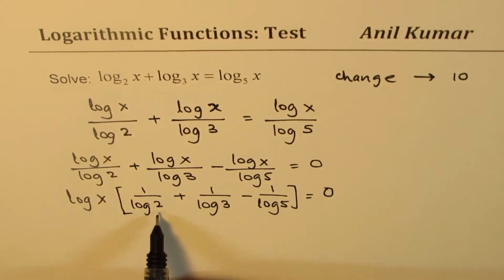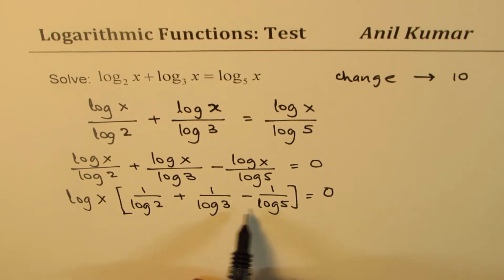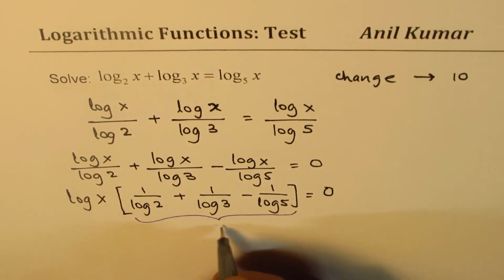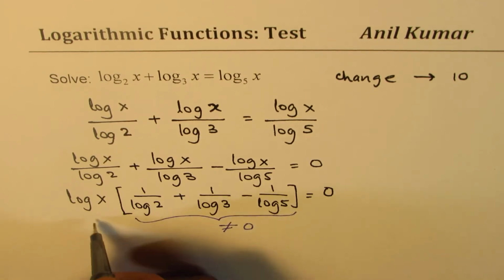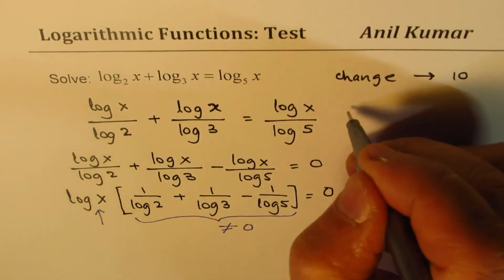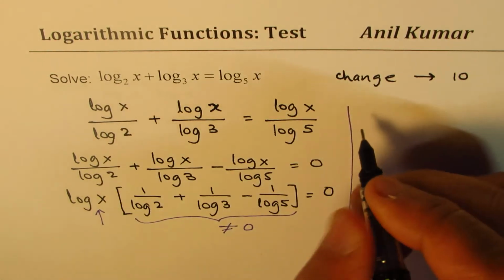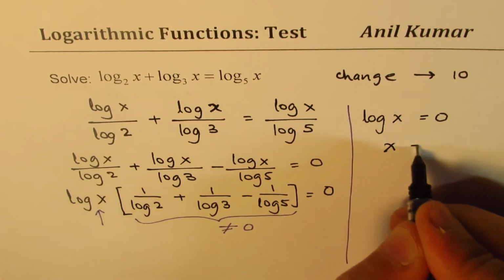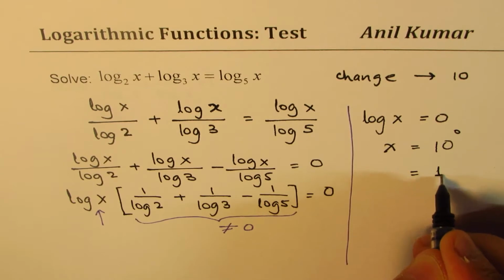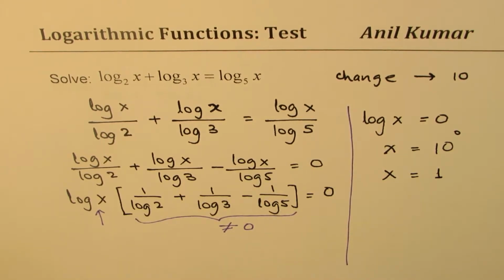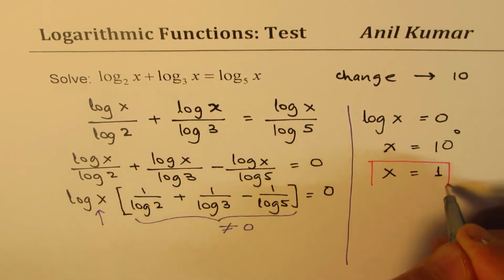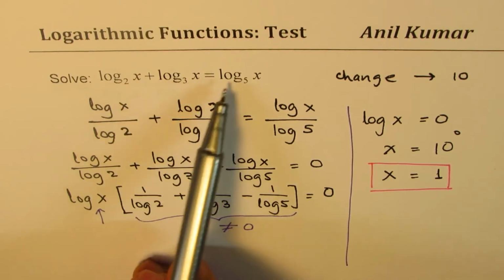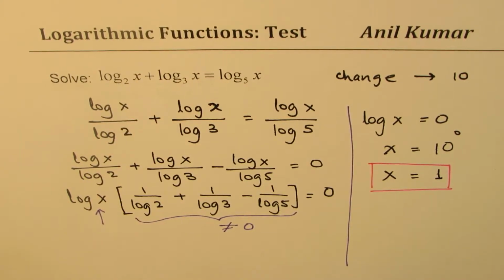Now these are numbers. Log of 2, log of 3 and log of 5 are numbers, correct? And we know the other factor is not equal to 0, right? However, log of x could be equal to 0, right? So we do have a solution here, and the solution is that log to the base 10 of x is equal to 0. And that gives us x is equal to 10 to the power of 0, which is indeed 1. So x equals 1 becomes the answer, correct? So that is the solution for the given equation. And of course, if I write x equals 1, we get 0 plus 0 equals 0, correct? So that's kind of important to understand.